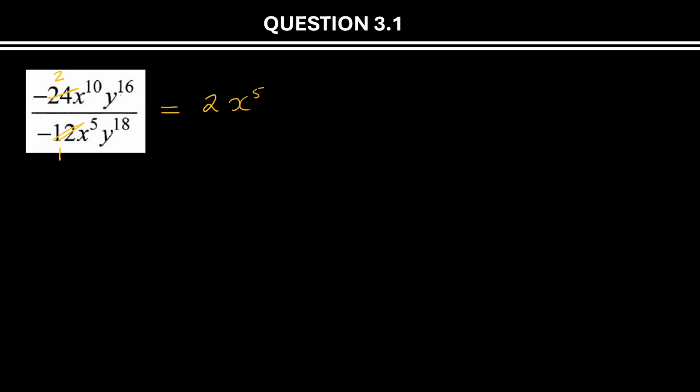Now, in this case, we've got y to the power of 16 at the top and 18 at the bottom. So if 16 cancels at the top with 16 at the bottom, you'll be left with y squared. There's going to be 2 y's left in the denominator.